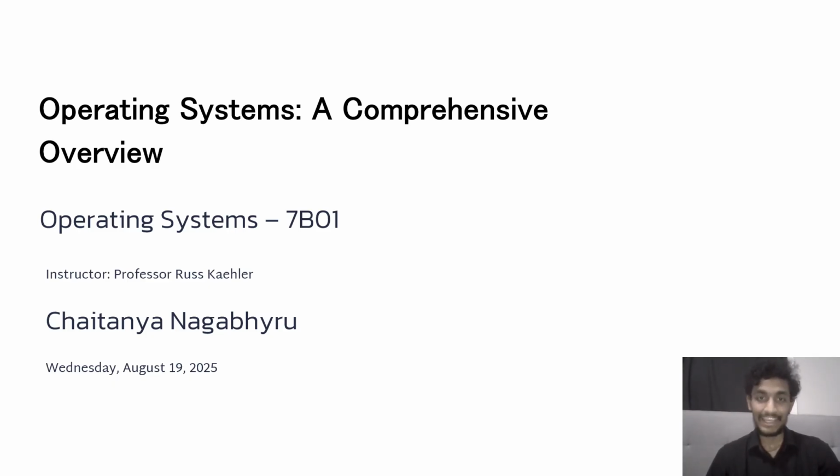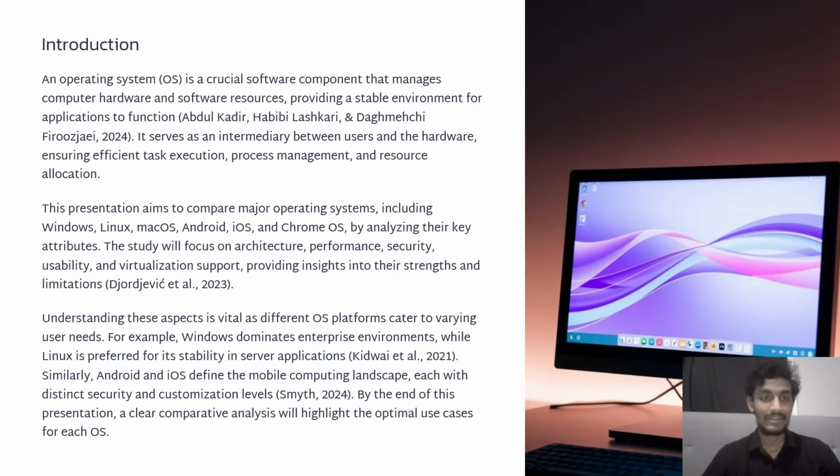Operating systems, a comprehensive overview. Introduction. An operating system is a crucial software component that manages computer hardware and software resources, providing a stable environment for applications to function. It serves as an intermediary between users and the hardware, ensuring efficient task execution, process management, and resource allocation.